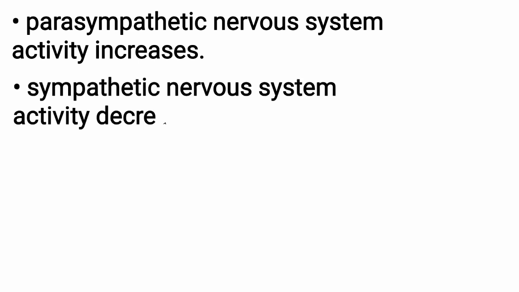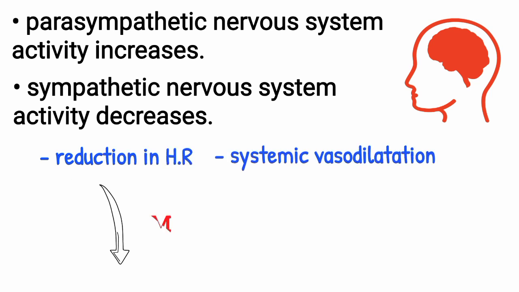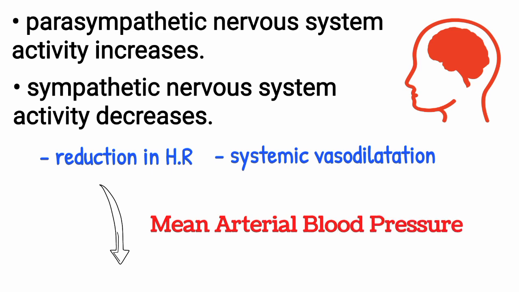In response to this, the parasympathetic nervous system activity increases, and the sympathetic nervous system activity decreases. The net effect of this is a reduction in heart rate and systemic vasodilatation, collectively reducing mean arterial blood pressure.